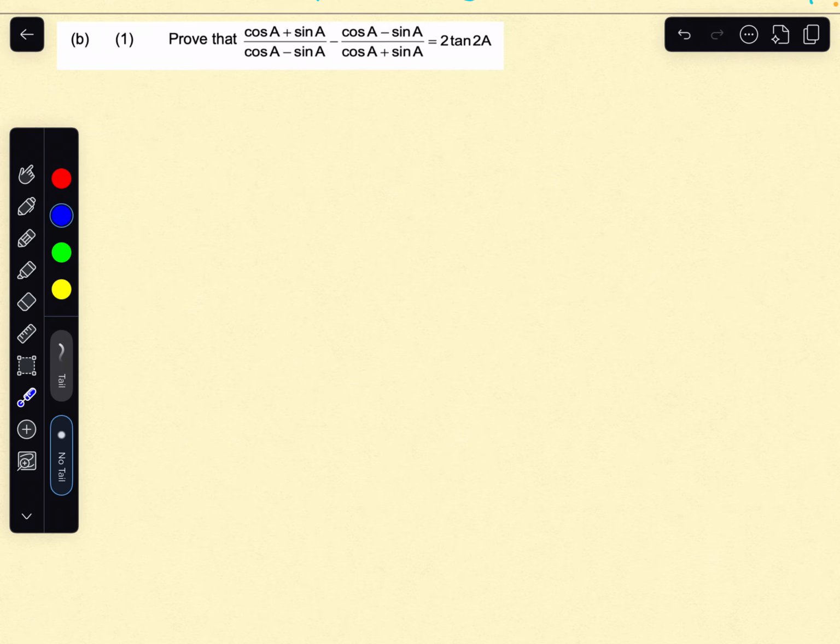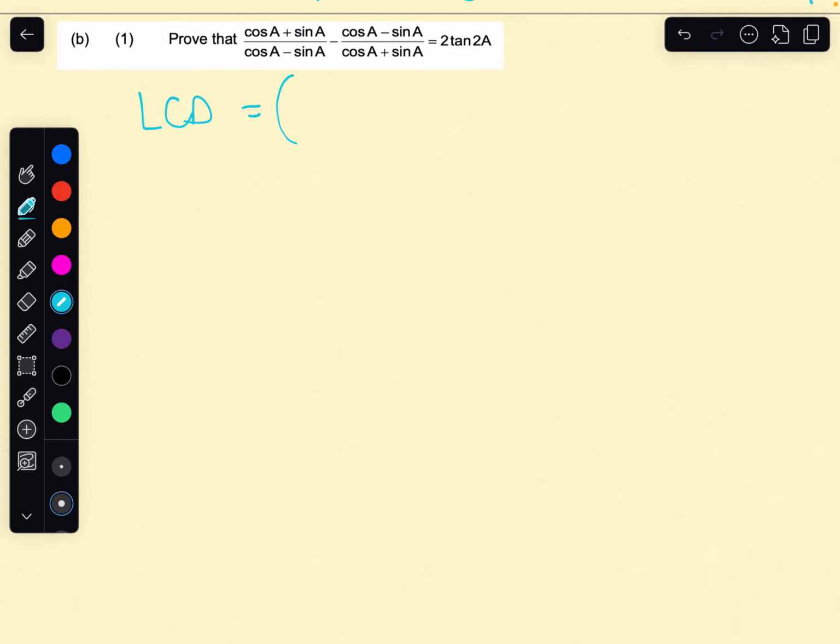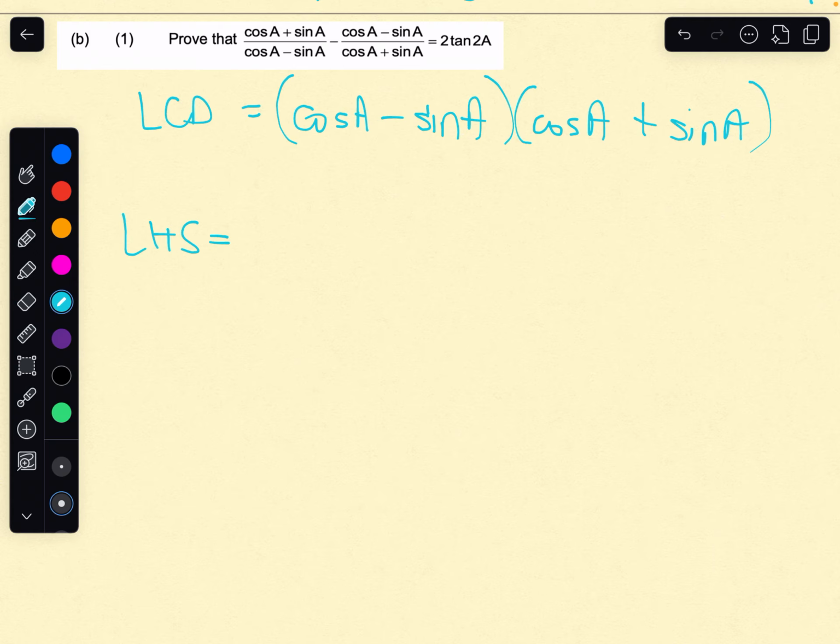In this case, our one denominator is cos A minus sin A, and our other denominator is cos A plus sin A. So the LCD would be cos A minus sin A times cos A plus sin A. And so this is how our proof could go.